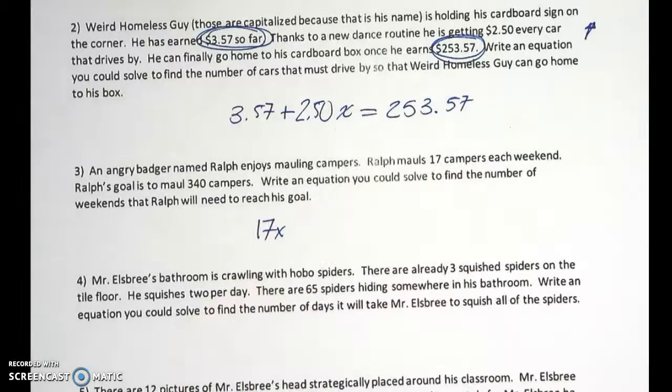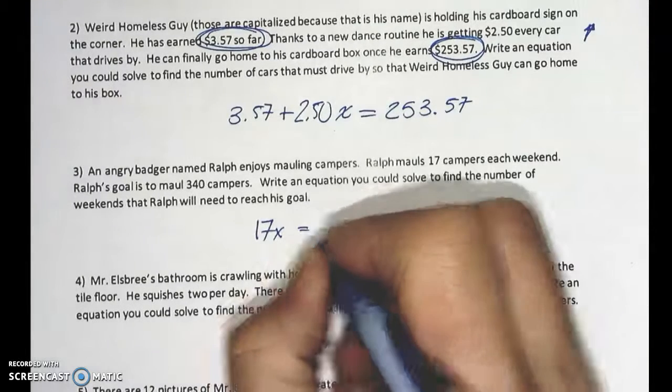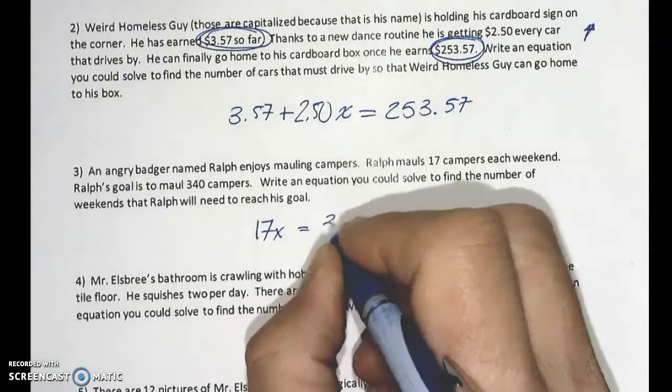What's our end goal? Or what's Ralph's end goal? So how can we show that as an equation? Well, how we show that it's the end of something, that these two sides are going to be the same, not division. And remember, we're writing an equation. What part are we missing for an equation? The equal sign. So this is just equals what? 340.